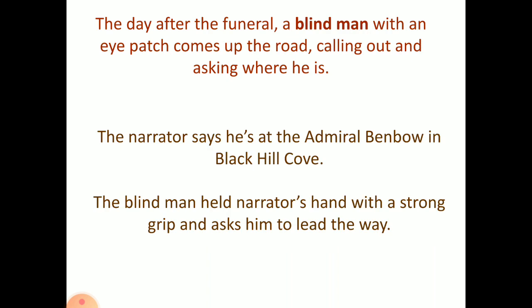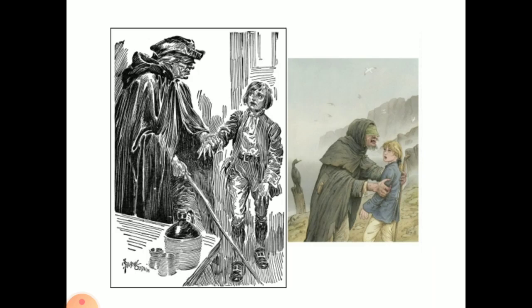The day after the funeral, a blind man with an eye patch comes up the road, calling out and asking where he is. The narrator says he's at the Admiral Benbow in Black Hill Cove. The blind man held the narrator's hand with a strong grip and asked him to lead the way. Now see, this is the blind man, and that's the narrator. His grip was so strong that the narrator was a bit scared.